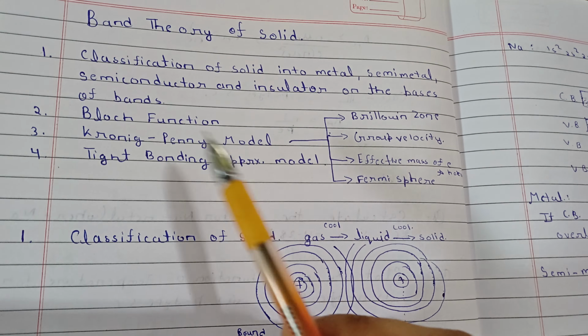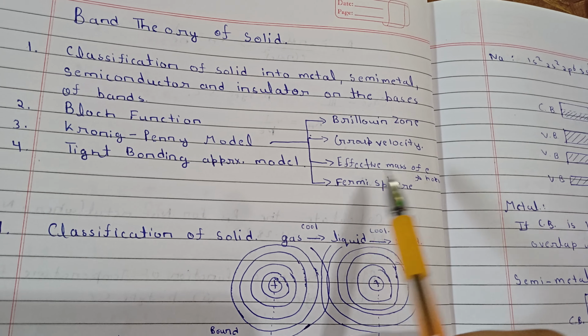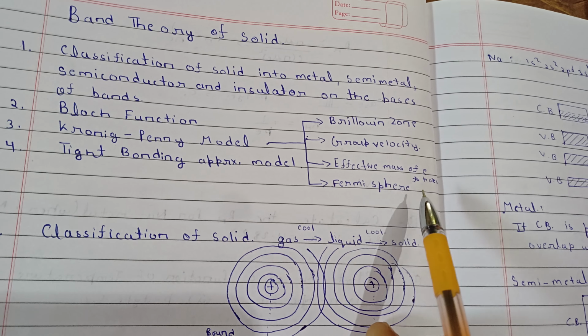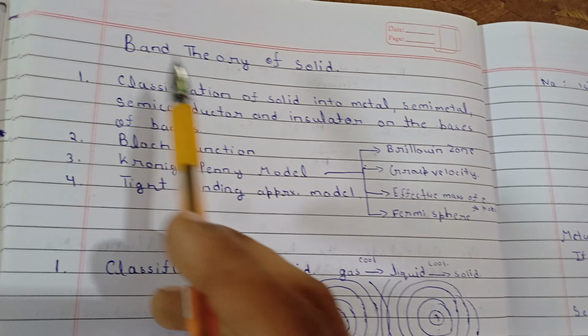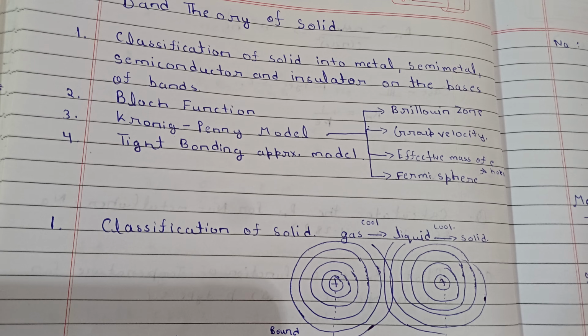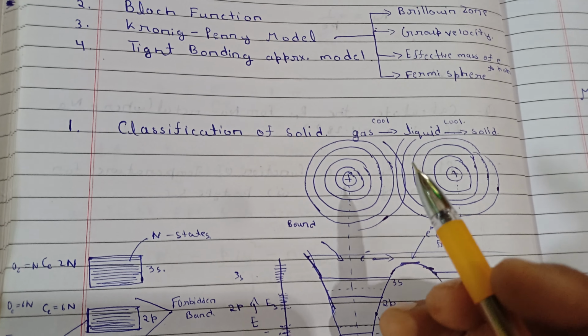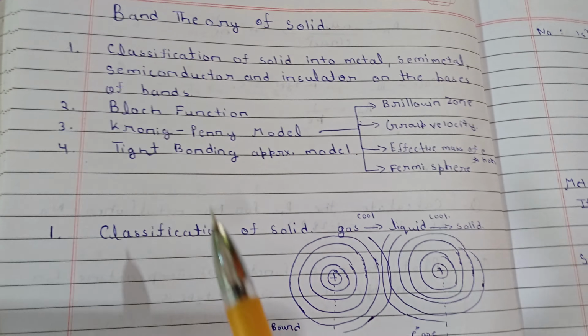Now in the Kronig-Penney model we will study about the Brillouin zone, group velocity, effective mass of electrons and holes, then Fermi sphere. Okay, so these will be our topics which we will cover in the following lectures. So let's first start with the classification of solid.